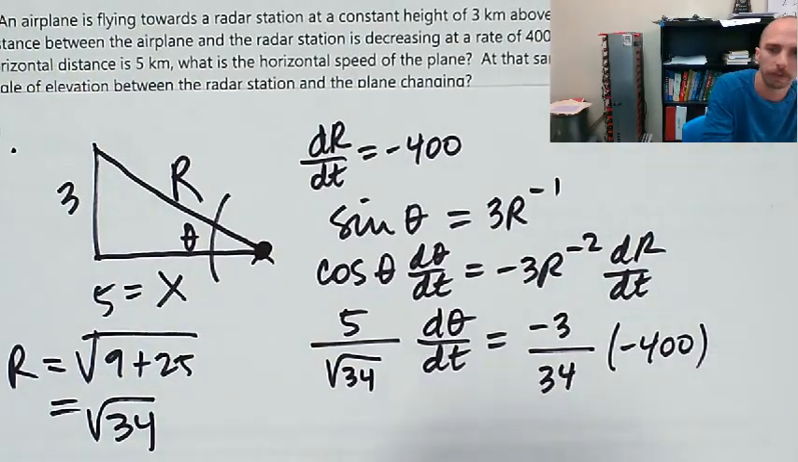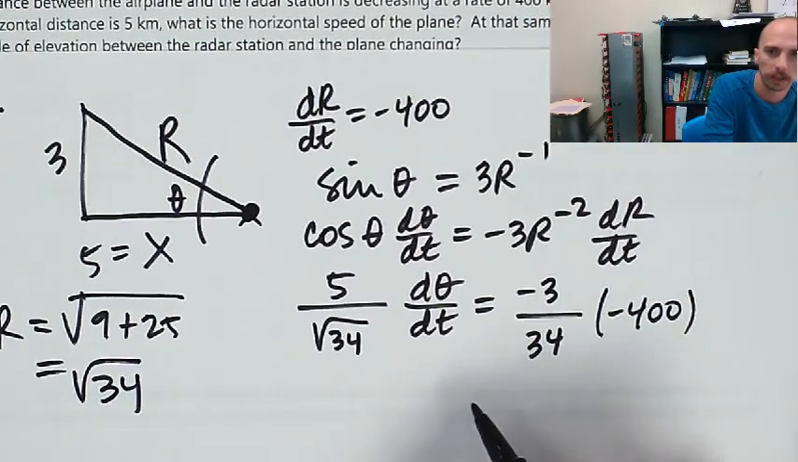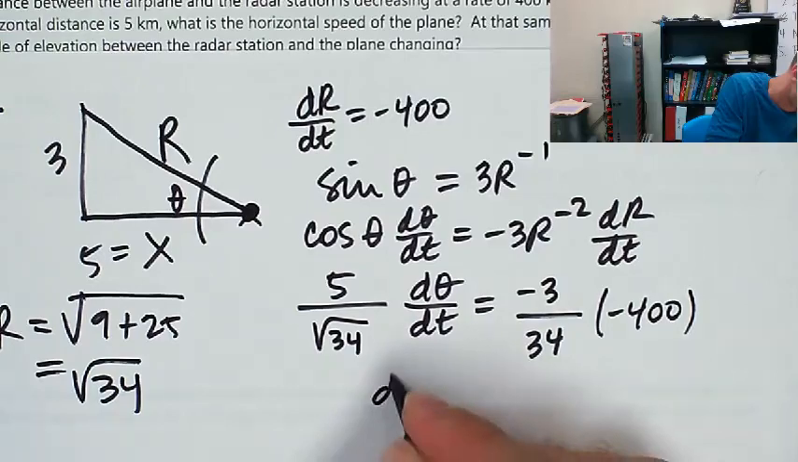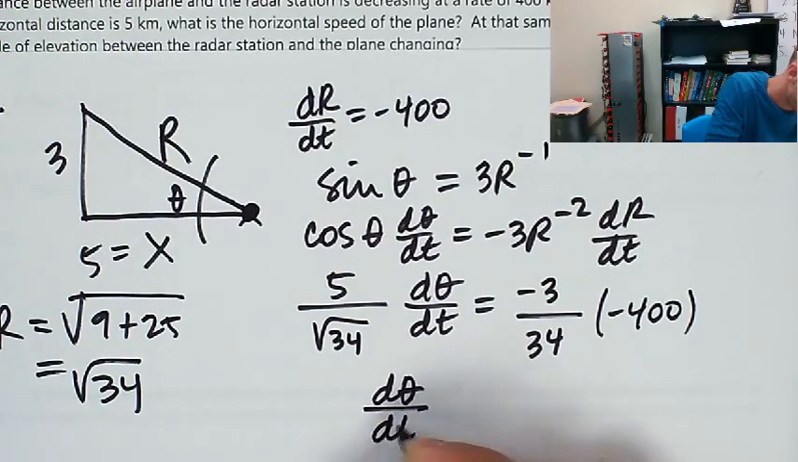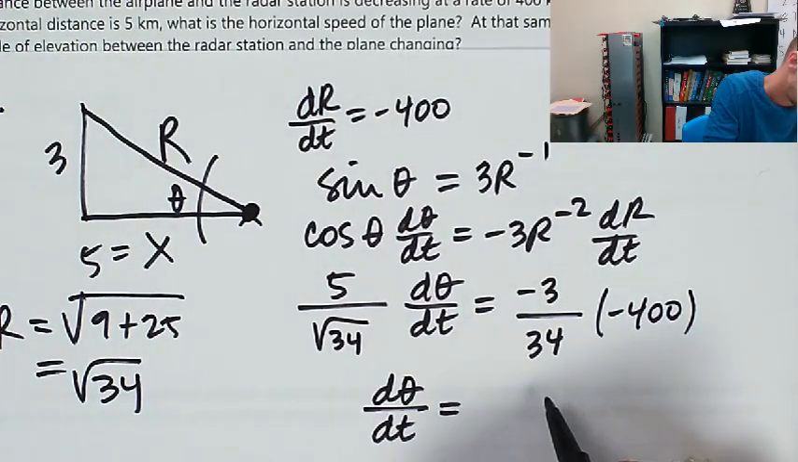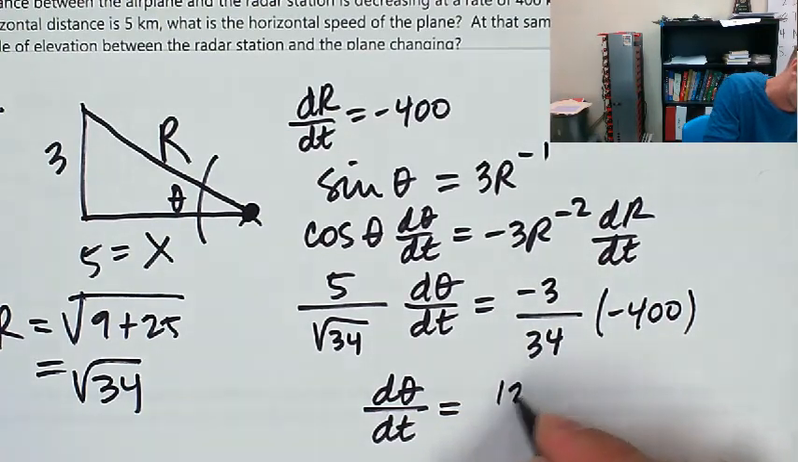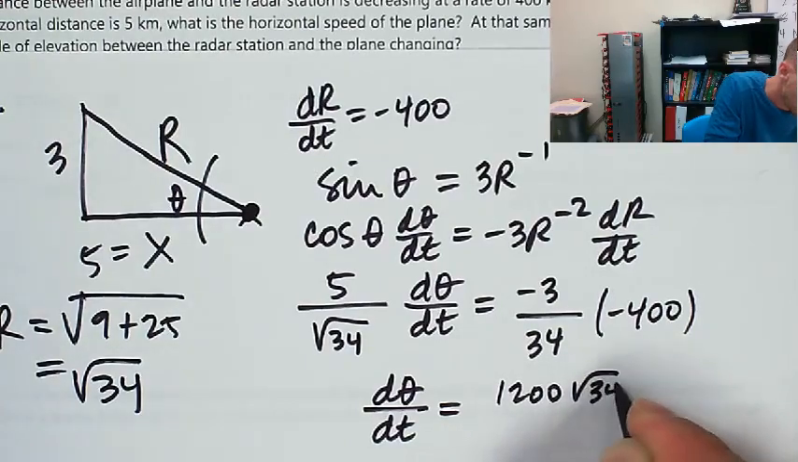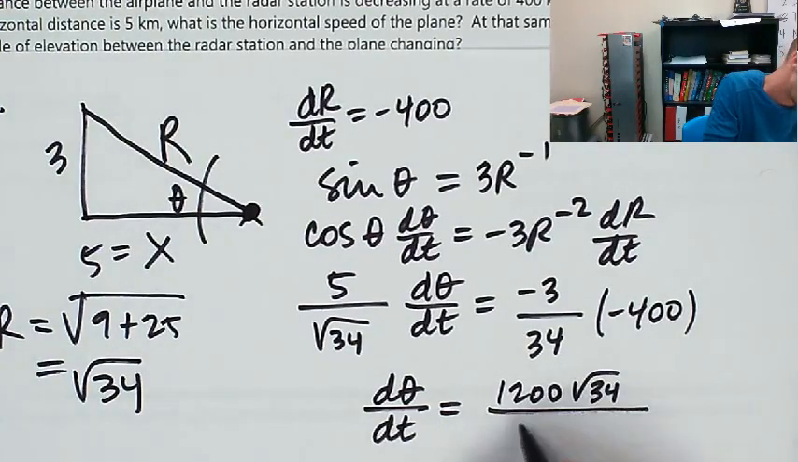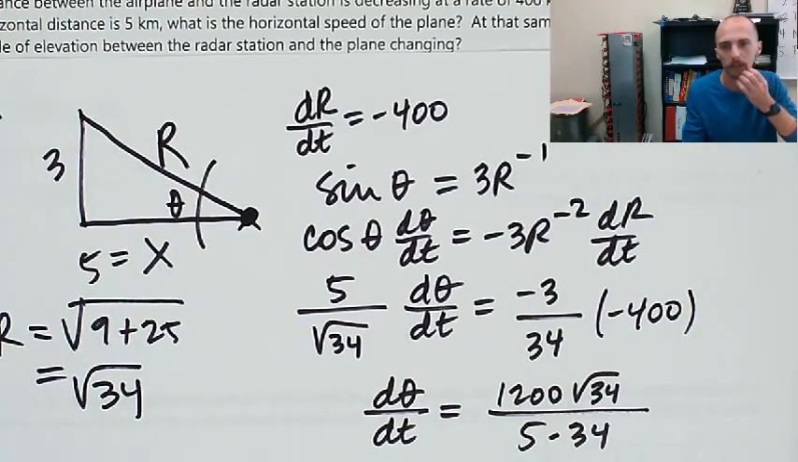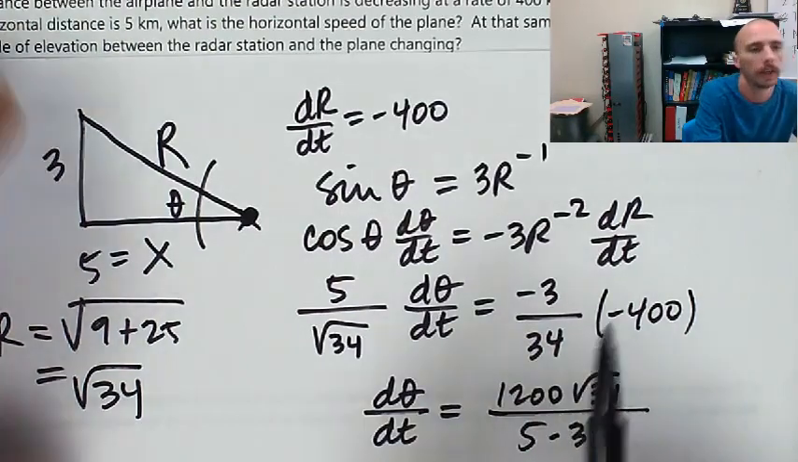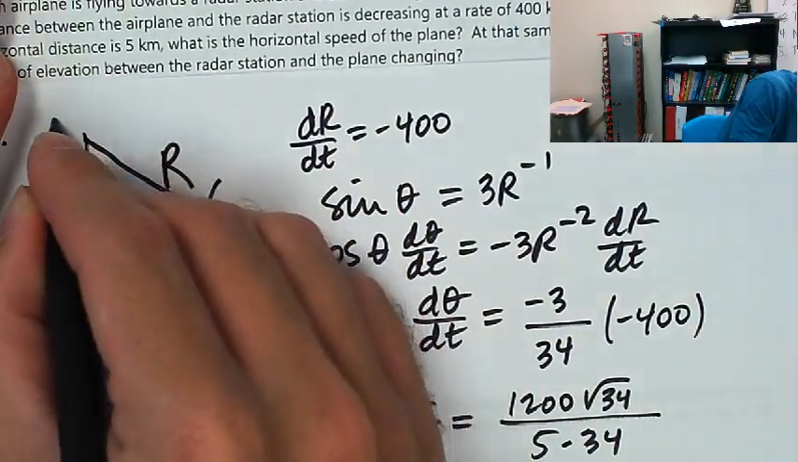Okay, so I think I'll solve for dθ/dt and start by multiplying both sides by the square root of 34. So positive 1200 square root of 34 divided by 5 and 34. Does that make sense? Yeah, okay.